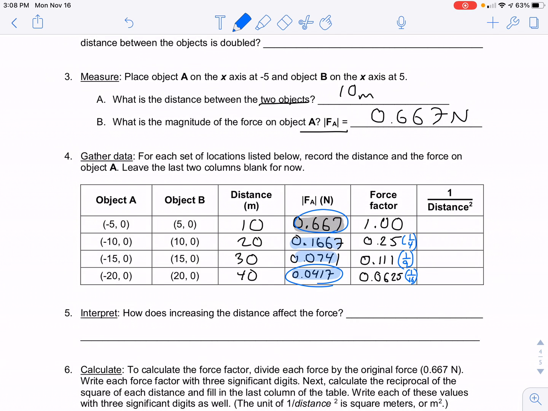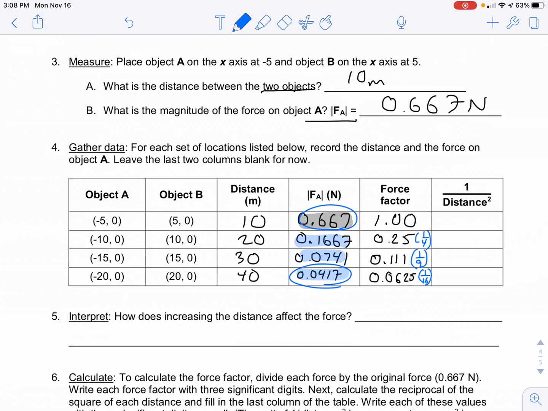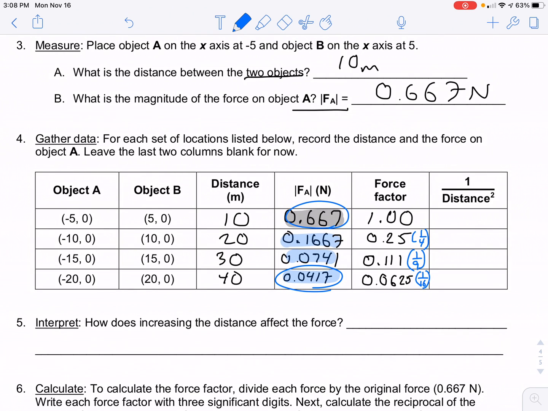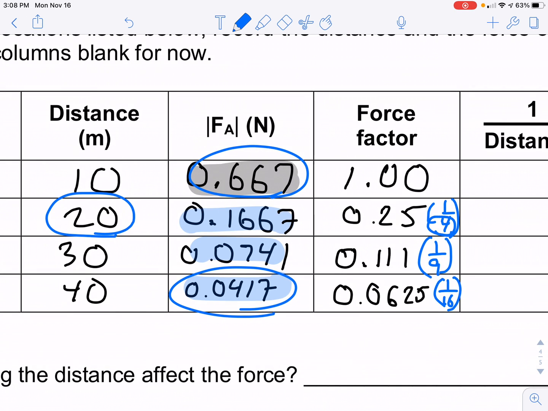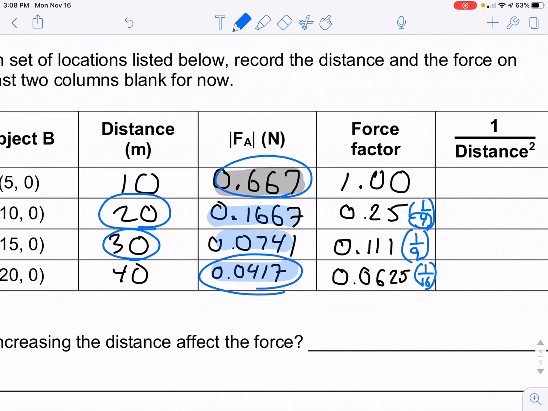Now, what does this mean? It means if I've doubled my distance, my force factor has reduced by 4. Well, there's a connection there. If I've tripled my distance, to go from 10 to 30, my force is reduced down to 1/9. If I quadruple my distance, my force has now been reduced to 1/16 of its original value. Let me write these in again.